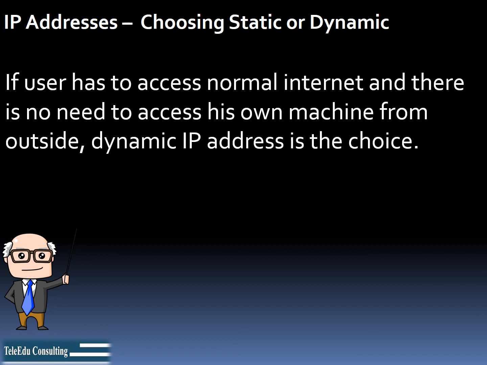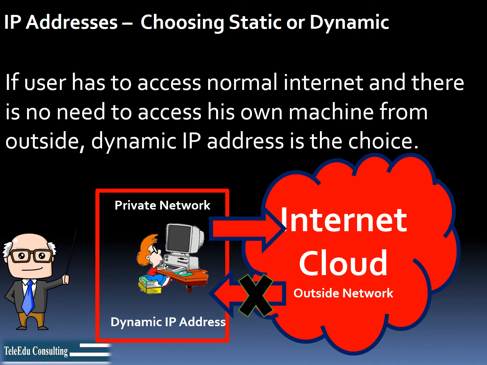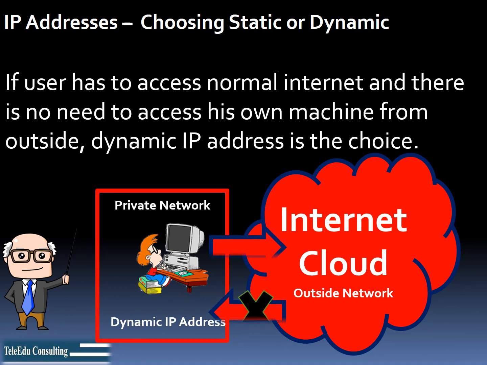In case the user has to access the normal internet sites and has no requirements as such to access his private network from outside, there is no need to go for static IP, and dynamic IP would suffice, and it would also save some money. As seen in the slide, the user can access the outside network from his private side, but his computer cannot be reached from the outside. So we have understood how to go for static IP or a dynamic IP. So basically it is the user who decides on the type of the IP addresses based on his access requirements.